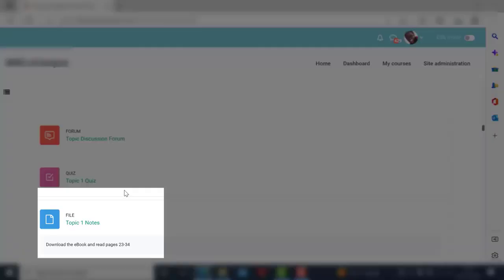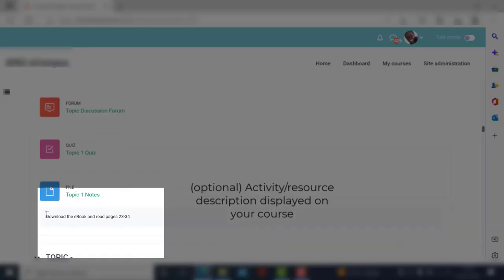If you have attached an activity or resource, it is optional but recommended that you put in an activity description like this. For example, this particular resource, the students have a description which specifies to them the instructions of how to read the resource. They're supposed to download the ebook and read the pages 23 to 34.